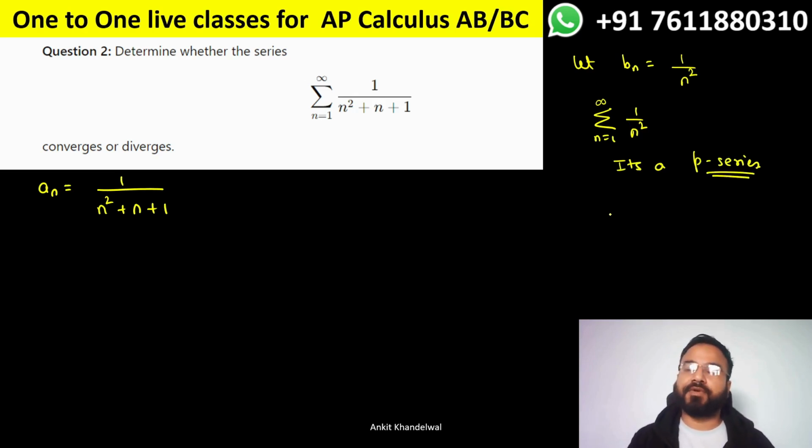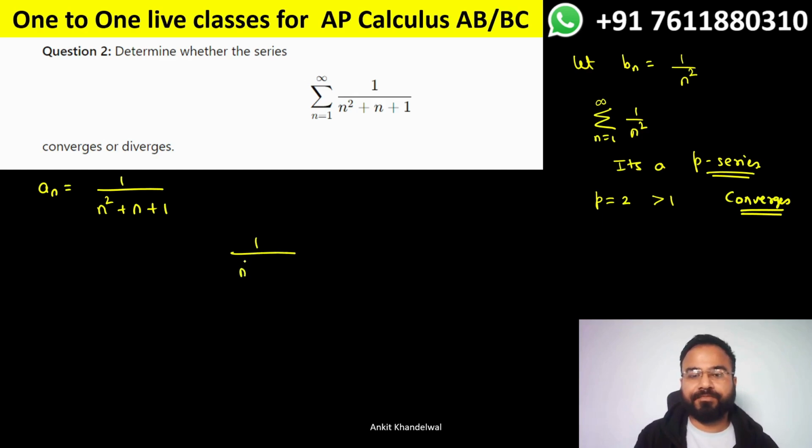And in the p series, what is the condition? The p means the exponent of this n is the p. So here p is equal to 2, which is greater than 1. If p is greater than 1, it converges. If p is less than or equal to 1, it diverges. So therefore, by the p series test, we know the bn converges.